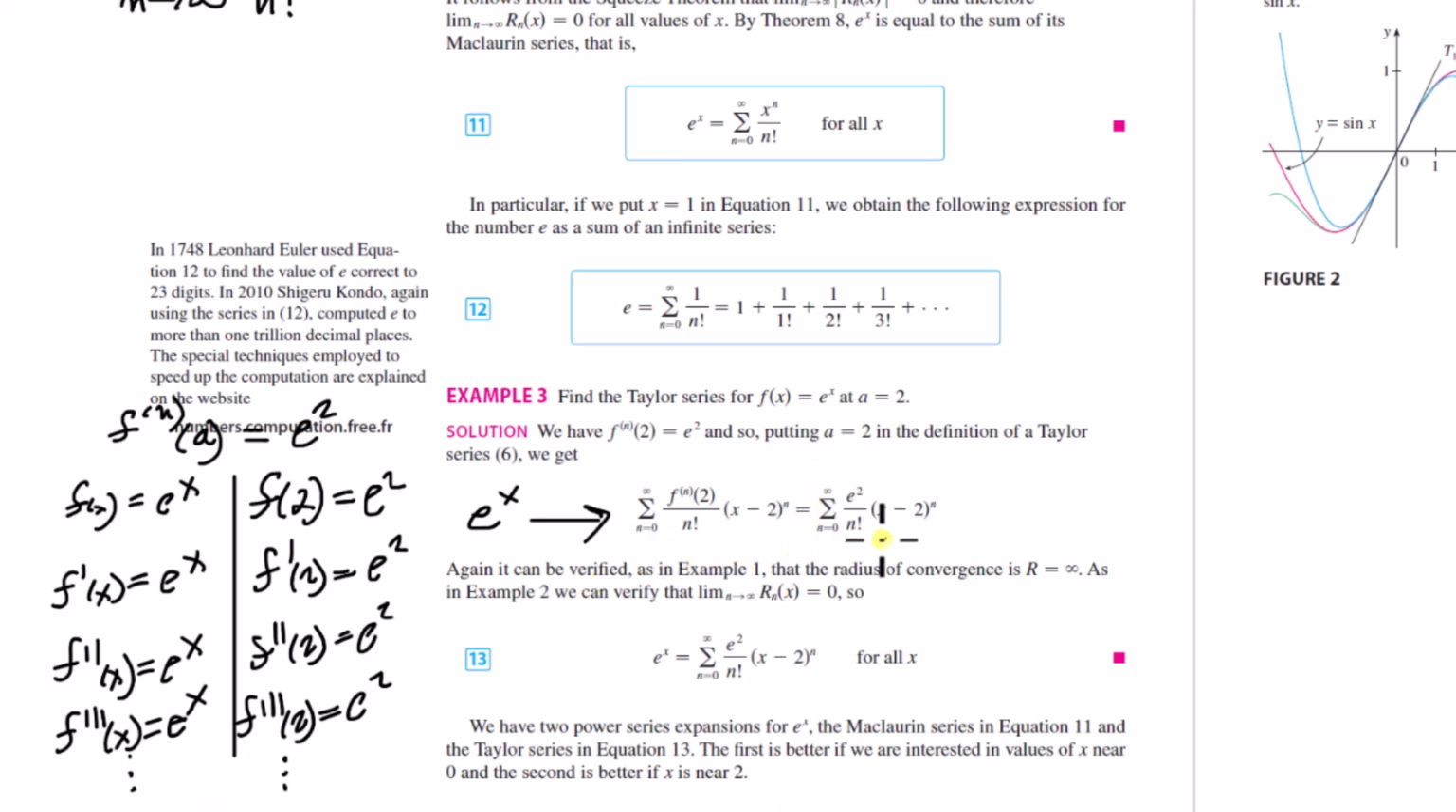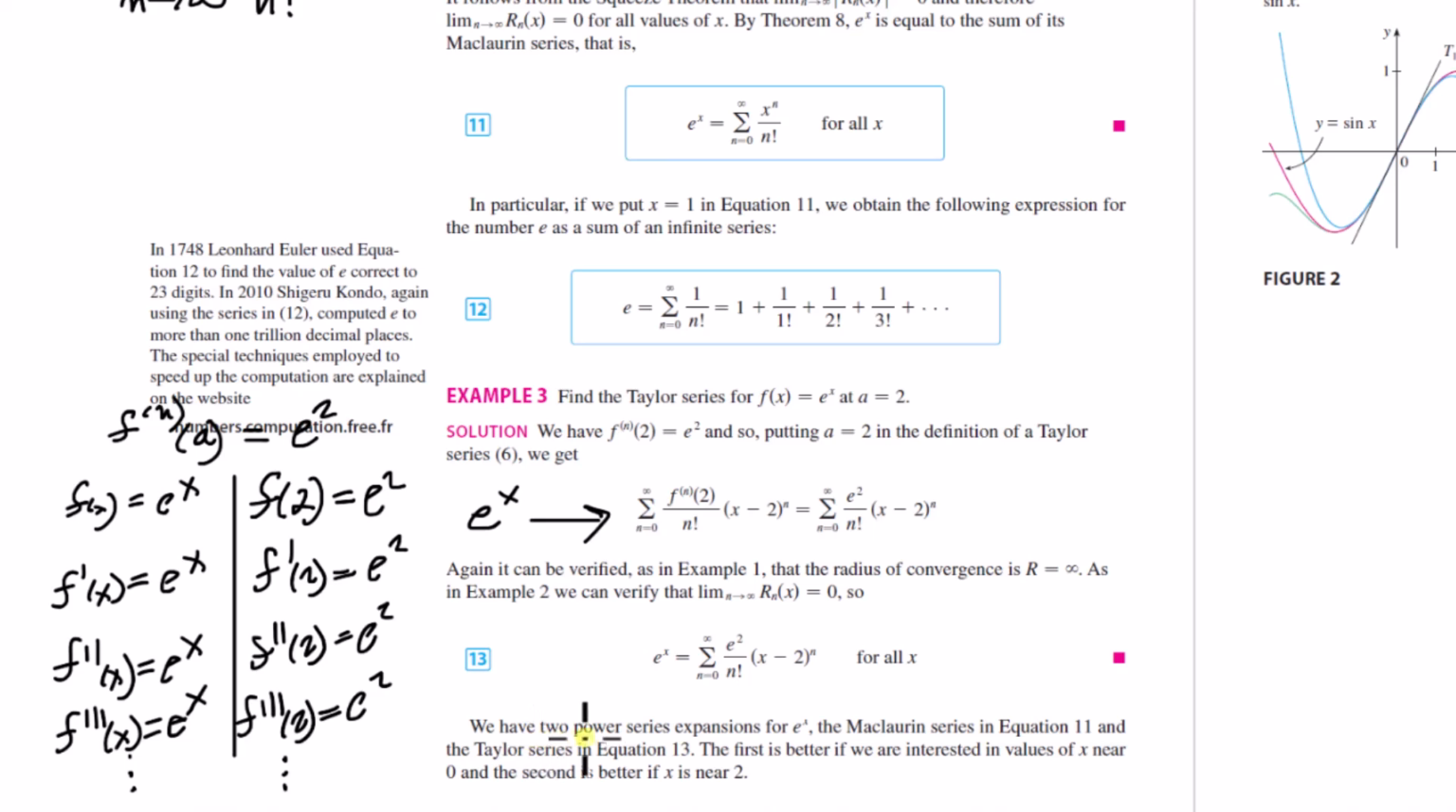Okay, and then they do the ratio test. They don't show the work, but they do the ratio test and get that the radius of convergence is R equal to infinity. And then it says that they verify, they don't show it, that the R sub n of x that they got from Taylor's inequality, that limit as n goes to infinity is equal to 0. So then they actually set e to the x equal to the power series representation for all x. The domain is all x.